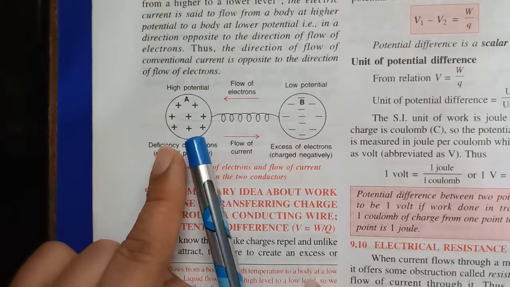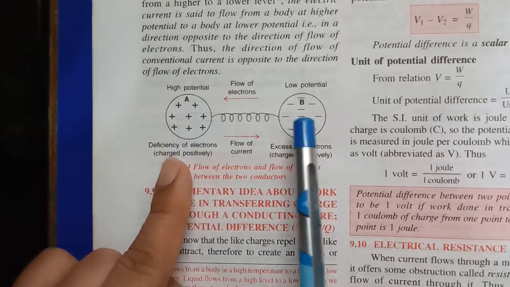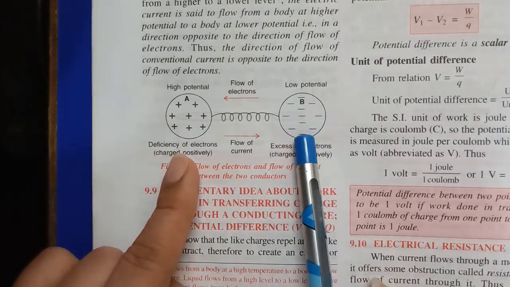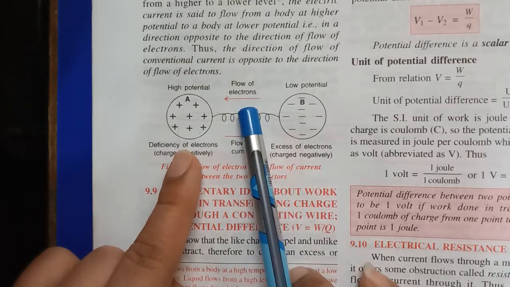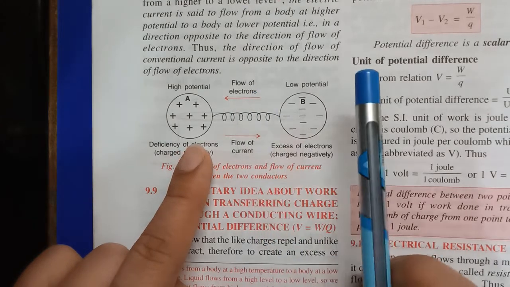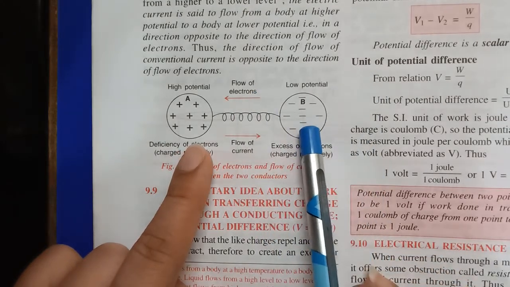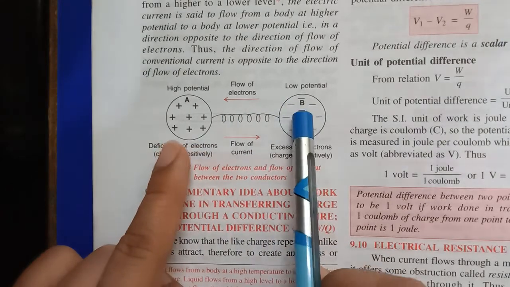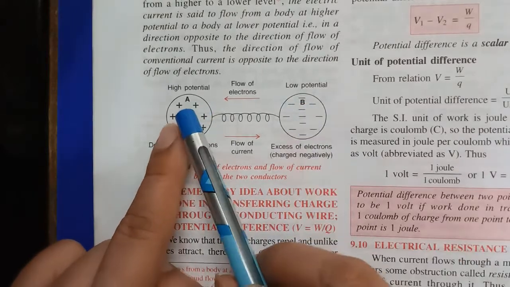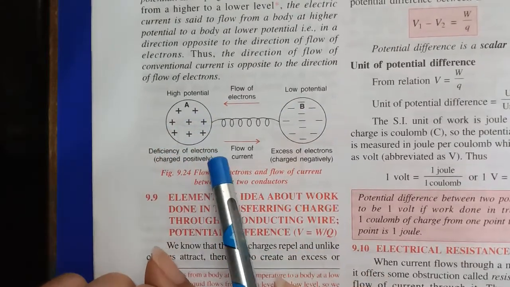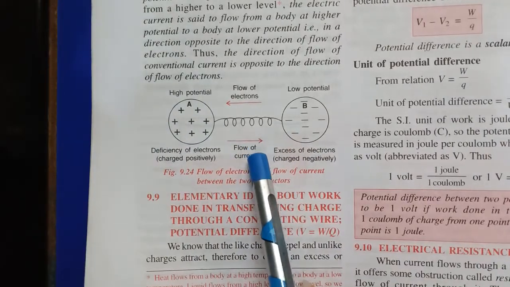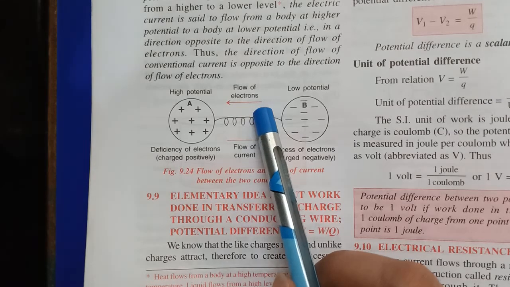Means in this example there are two conductors A and B. A is having positive charge, B is having negative charge. So electrons will flow from higher concentration to lower concentration. High concentration of electrons will be in the negative conductor. So electrons will flow from B to A. Obviously, if electrons are flowing from B to A, the current will flow from A to B because direction of flow of current is always opposite to the direction of flow of electrons.